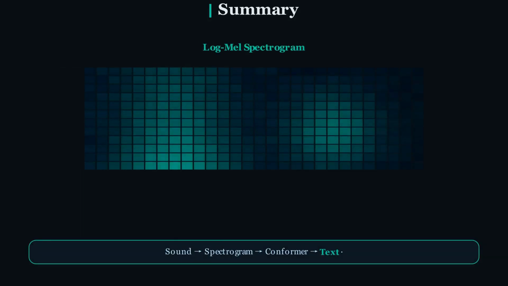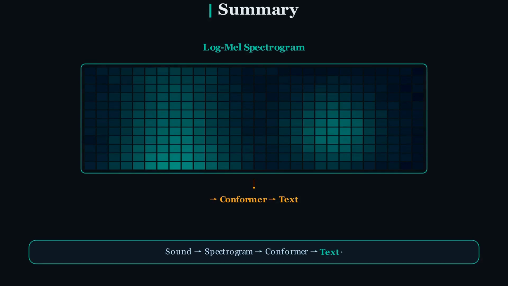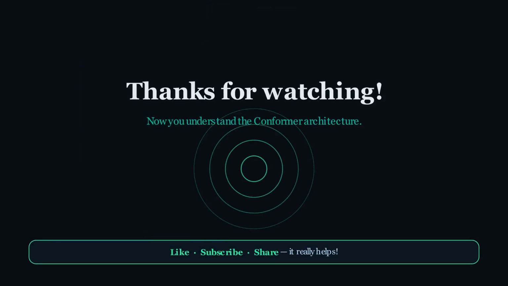Here is the full picture. Raw speech becomes a spectrogram. The conformer processes it through stacked blocks, each combining attention and convolution. The decoder outputs text. This is the architecture that powers real-time transcription, voice assistants, and multilingual speech systems today. You now understand the conformer from first principles. The problem it solves, its macaron block structure, the convolution module internals, 2 decoding strategies, and how fast conformer and E-Branchformer push efficiency further.